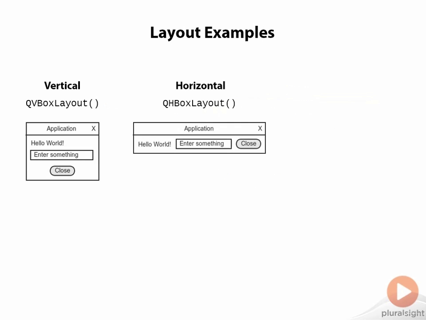Contrary to the vertical layout, we also have the horizontal layout or the horizontal box layout. In this mockup, you can see that the elements are aligned next to each other in a horizontal fashion.